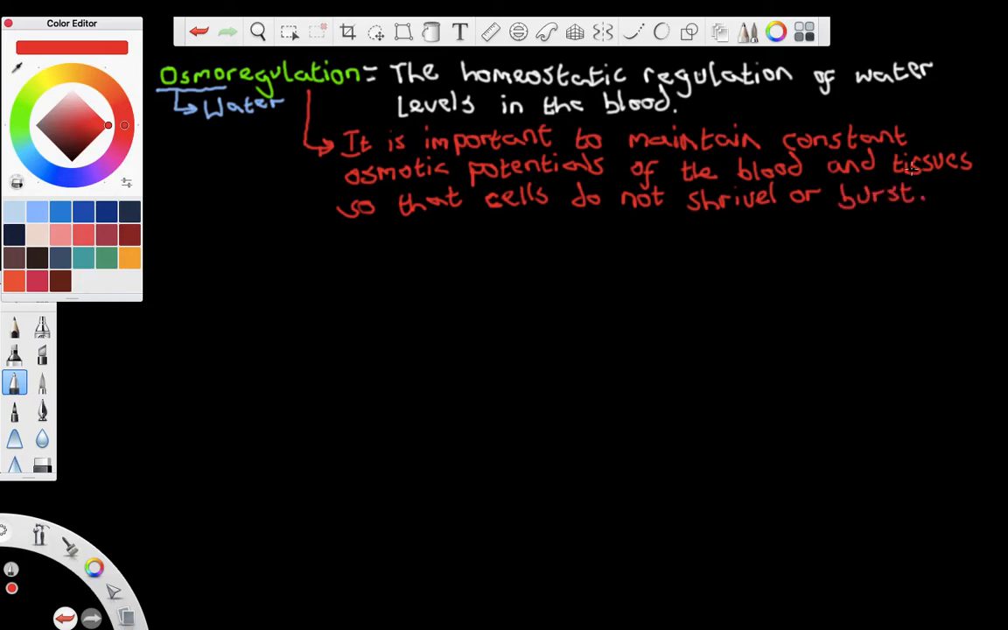So we've said that osmoregulation is the homeostatic regulation of water levels in the blood, and it's important to maintain constant osmotic potentials of the blood and tissues so that cells do not shrivel or burst. Now, the organ in your body that is very important in this job, in maintaining water levels in the blood, is the kidneys. So we can put the subheading, structure of the kidneys.